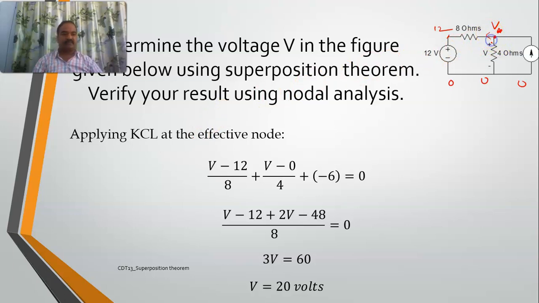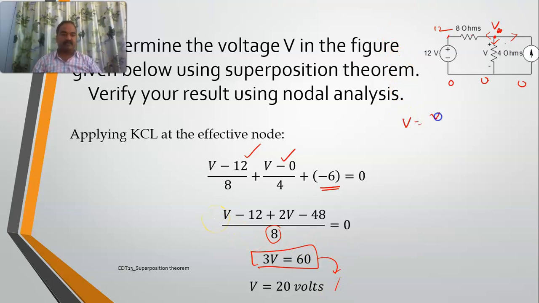So how many paths are there? 3 paths are there. (V minus 12) by 8 plus (V minus 0) by 4. And here there is a current which is directly incoming, so I'll take it as minus 6. So if I solve, LCM is 8. If I solve this one, I'll get 3V is equal to 60, and V is equal to 20. The same thing which we have obtained earlier.